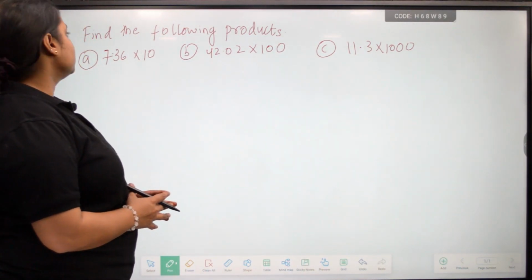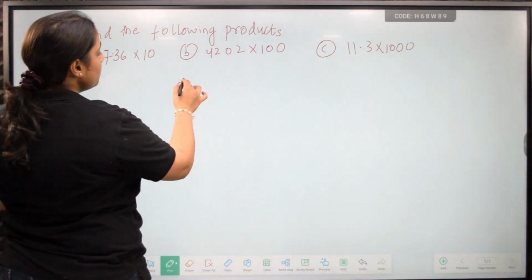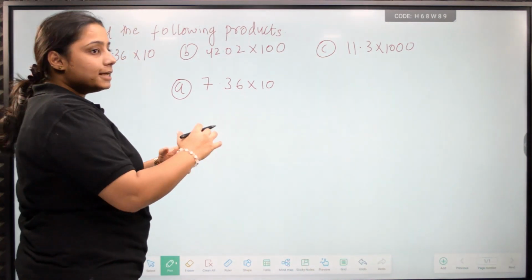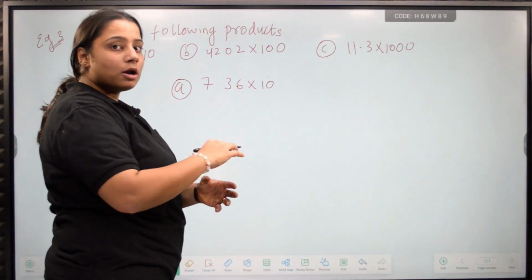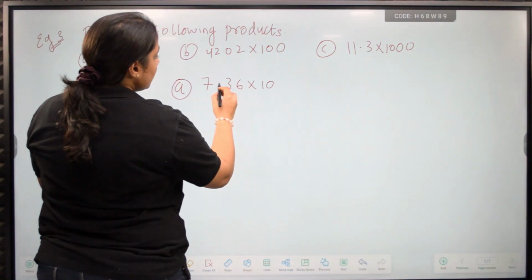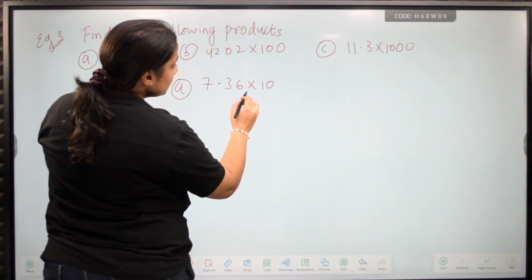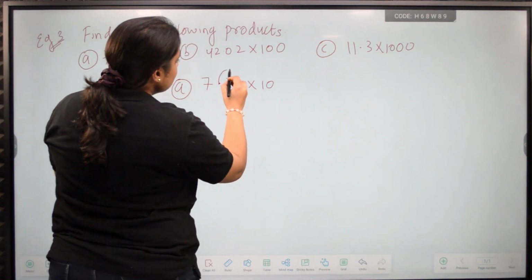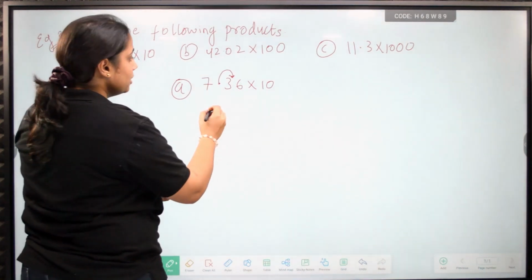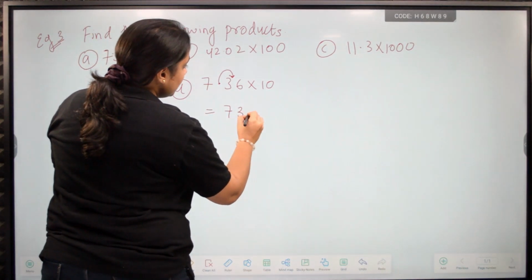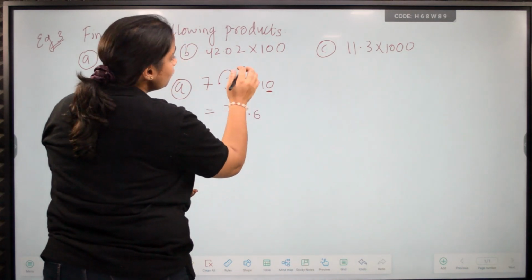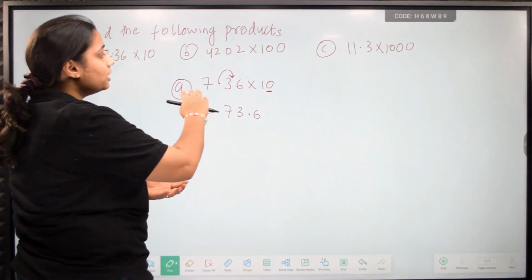Example 3. Find the following products. Let's do part A first. 7.36 into 10. If any decimal number is multiplied by 10 or a multiple of 10, we have to reduce the number of decimals. So if 7.36 is multiplied by 10, the decimal point will be moved by one place to the right hand side. So it will become 73.6. Because we have 1 zero in 10, so it will move one step. If it has 2 zeros, then 2 steps.